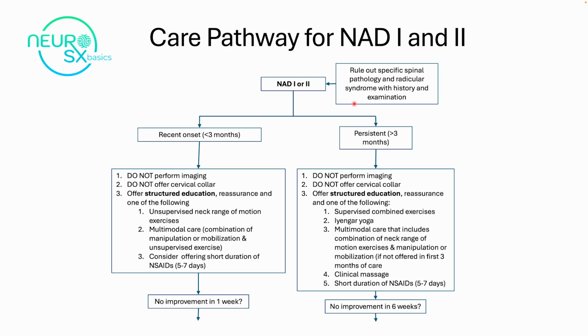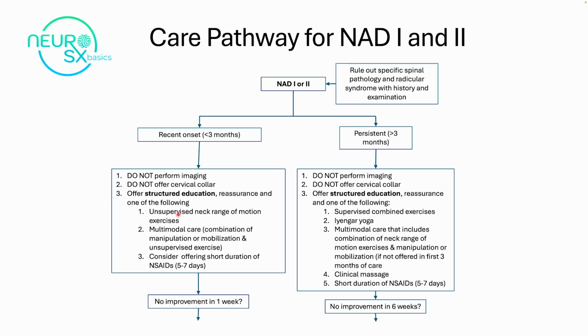Okay, now if somebody with NAD 1 or 2 has a recent onset of neck pain, that is, it has lasted for less than 3 months, what you can offer is structured education, and we will discuss what that is next. Also, reassurance, tell them that it is a non-specific disorder that is going to resolve by itself in some time. And along with structured education and reassurance, you should also offer one of the following.